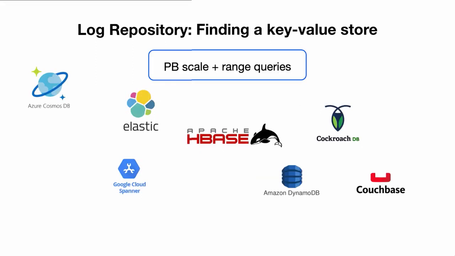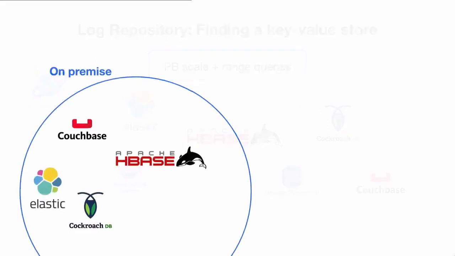So let's just take a look at the ones that meet our hard technical requirements and walk through them one by one. Couchbase, Apache HBase, Elastic, and CockroachDB logos are in a circle to the left labeled on-premise. So we need a database that runs on-premise. Amazon DynamoDB, Google Cloud Spanner, and Azure Cosmos DB logos are in a circle to the right labeled high data density. The 2 circles overlap in the center with no logos in that area.